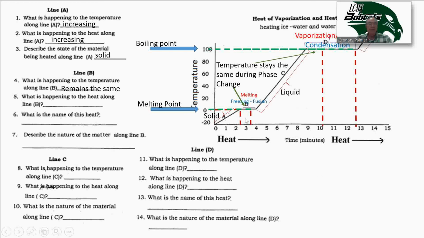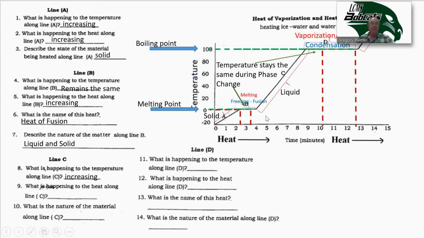Along line B, the temperature remains the same. What happens to the heat? The heat increases from about 2 to 4. The name of that heat is the heat of fusion. Nature of the material along line B, we have a liquid and a solid. Think about when an ice cube melts. There's a puddle of water around the cube, and there's still the cube. So you have a solid and you have the liquid.